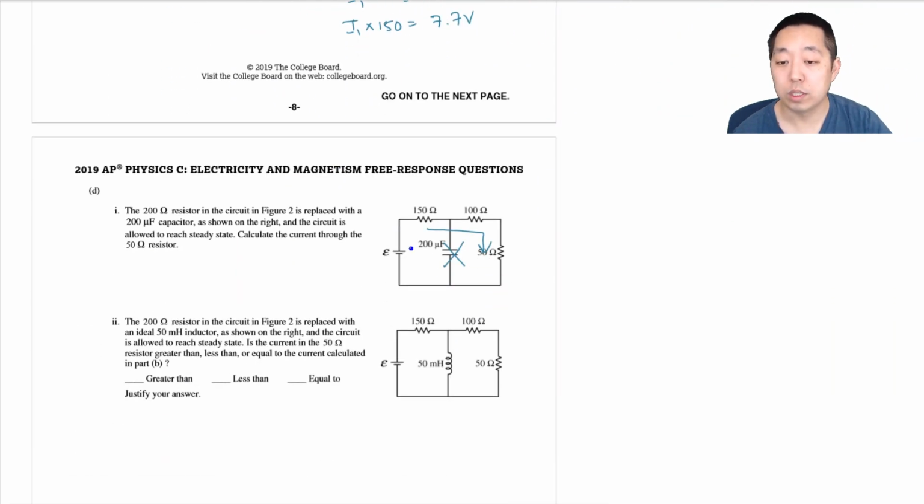Okay. So we know this battery is 12.1 volts. I think you just use the same 12.1 volts. So we're going to do 12.1 volts divided by these three resistors in series. 150, that's 200, 300 ohms. And that's 0.0403 amps.